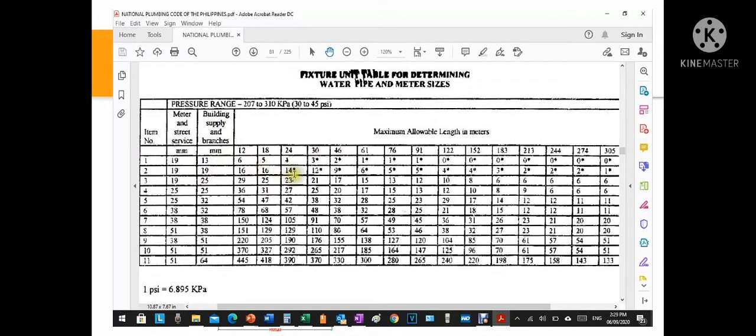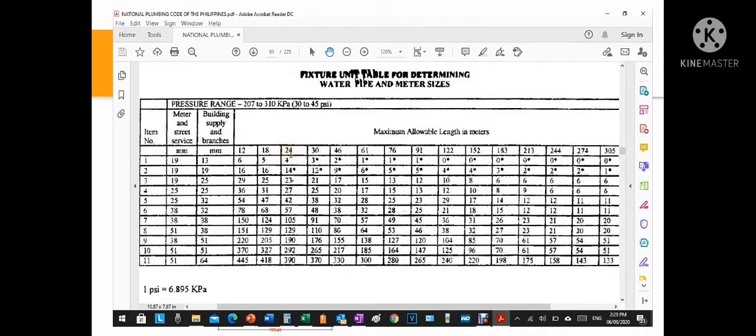Okay? Now what if you fall at a value that has an asterisk? Like for example, the water supply fixture unit is 13. Then you fall in this column. Let's say, for example, the length of the pipe is 22. So, 22 is in between 18 and 24. So, you choose 24 instead.